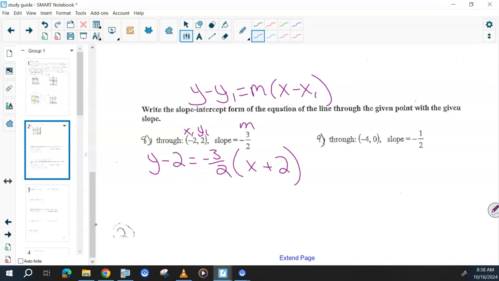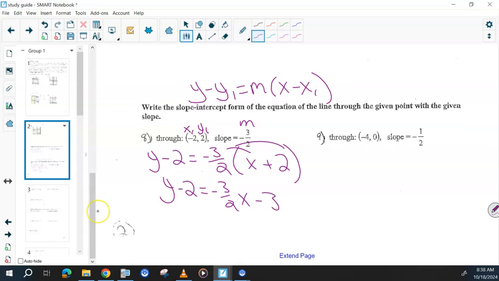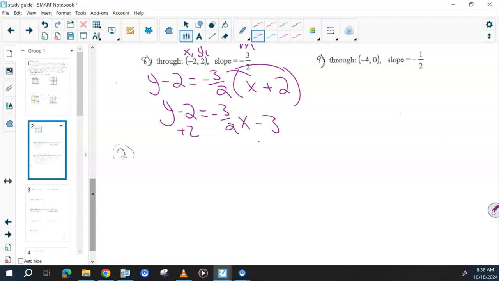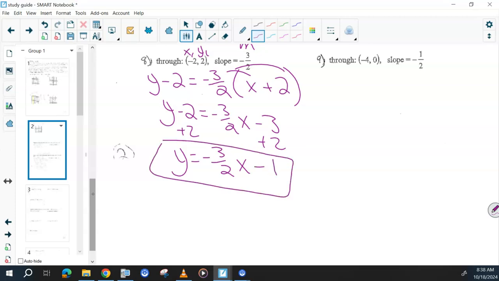And then keep going, distribute the -3/2. The 2's will cancel, just leaving the -3. And then add 2 to both sides. Y equals -3/2x minus 1. Questions on that?